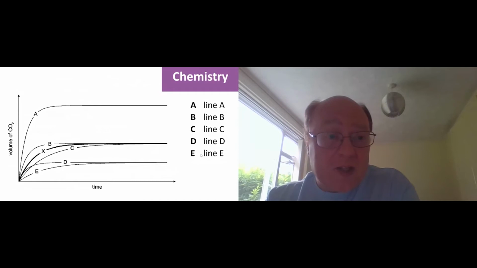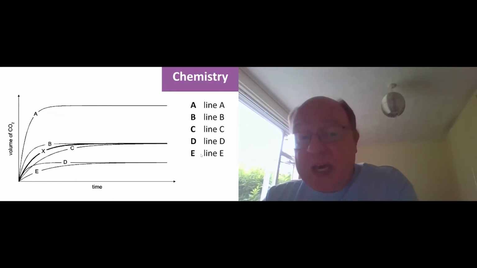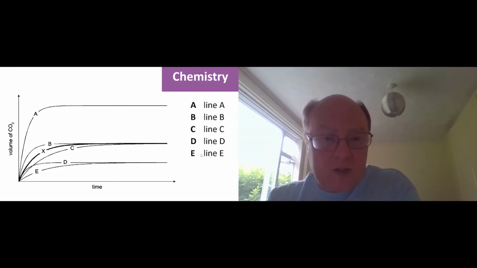So if we go back to the diagram, we can see that line B is producing the carbon dioxide faster than in X, but then over time it levels out and is producing the same volume. So the correct answer here was B.